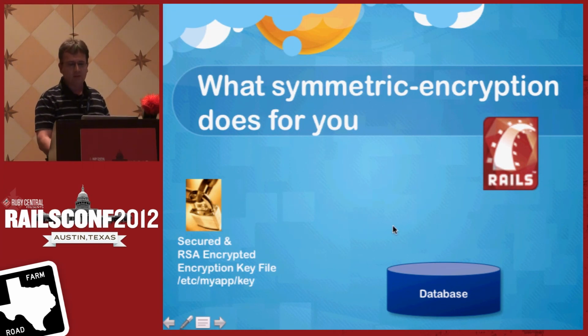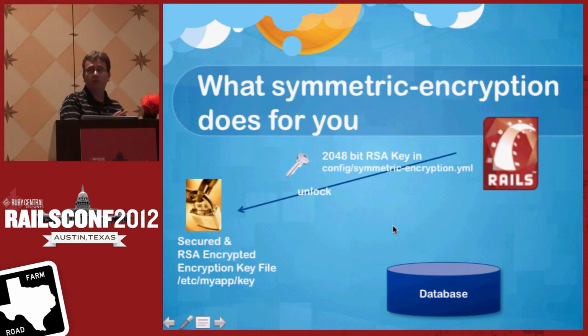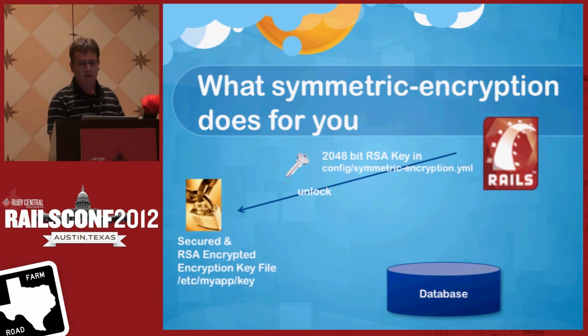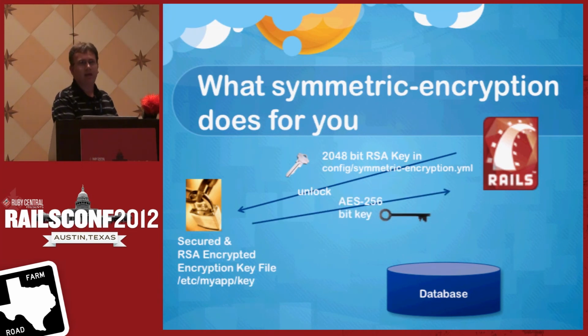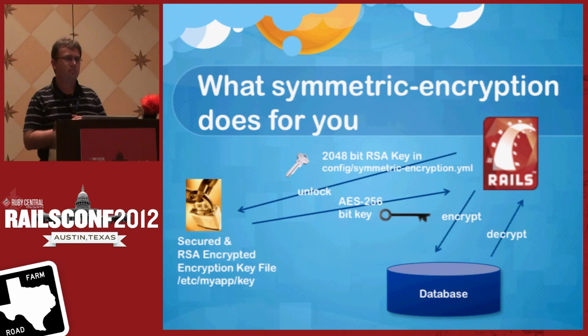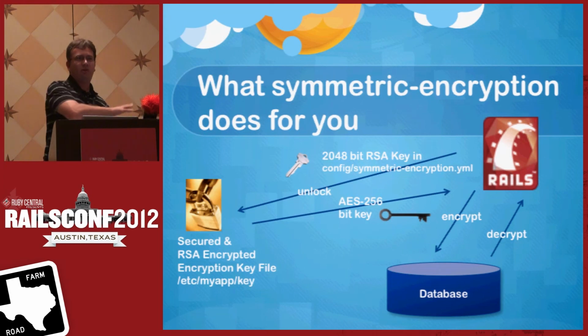But what we've done, one extra step, is we actually use a 2048-bit RSA key to unlock that file, so we can obtain the contents. So we unlock the file, and we get back an AES 256-bit encryption key that we can now use to encrypt and decrypt data that we read from the database. So all this is what it's doing for you. You don't have to know how to do this.